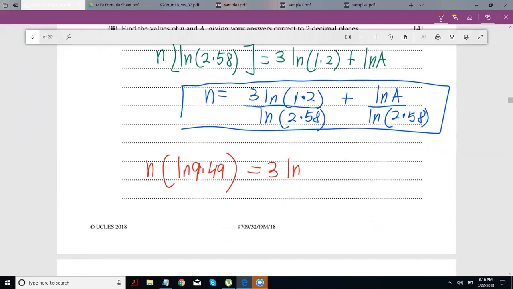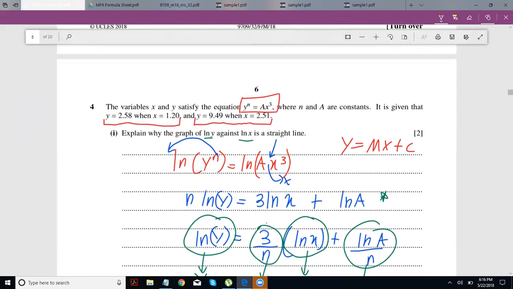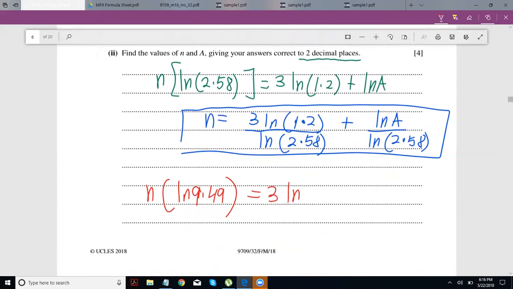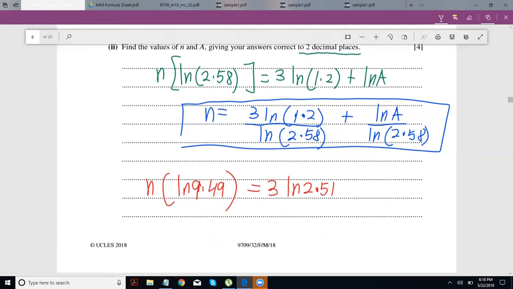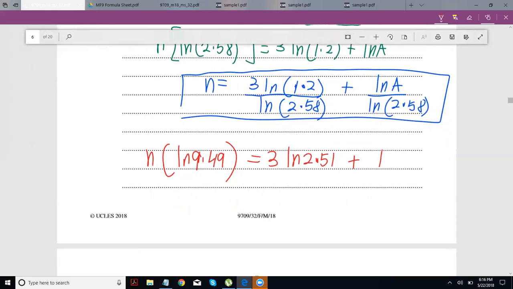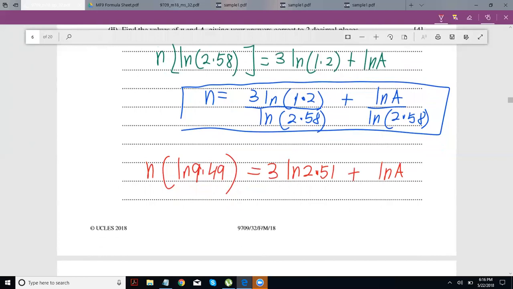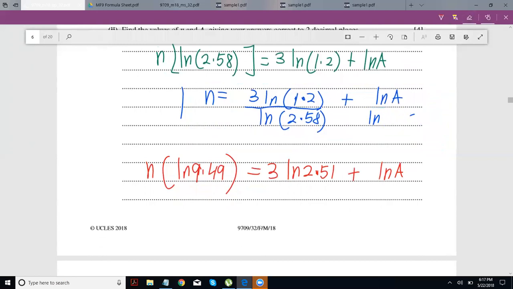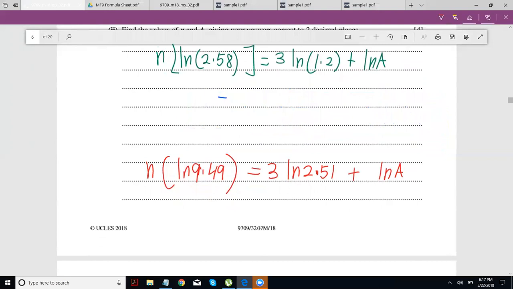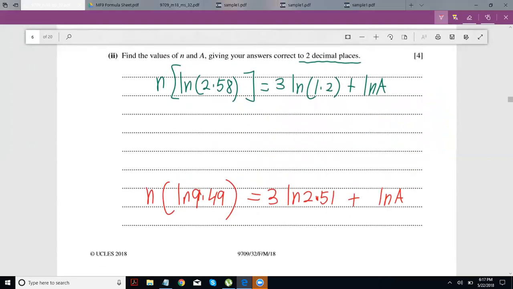3 ln, what is x? 2.51 plus ln a. In fact, what we could have just done is try to isolate ln a. That would in fact make life easier. So let's do that. Let me retract this, because you can do it both ways. You could make n the subject and solve through that, or you could make a the subject and solve through that. You have to find both values.